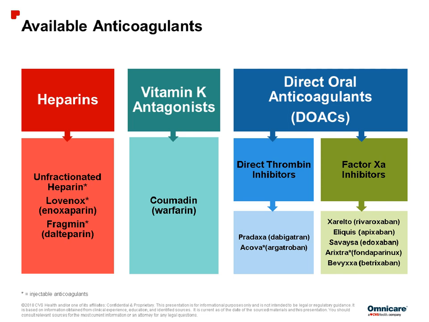When we discuss anticoagulants, we might put them into 3 or 4 categories. The heparins, which include not only unfractionated heparin, but also the low molecular weight heparins; the vitamin K antagonists, of which we only have one, warfarin; and then the newer direct oral anticoagulants, also known as DOACs, which can be further broken down into direct thrombin inhibitors or factor Xa inhibitors.